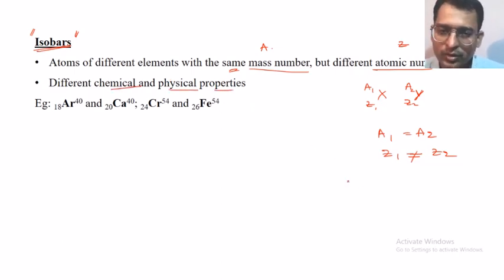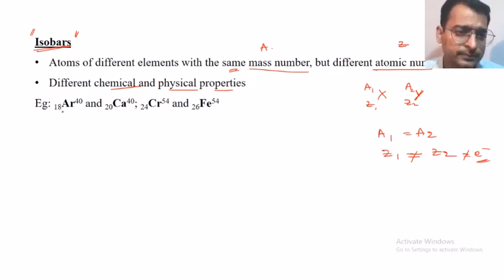Okay, they have different chemical properties because they have different atomic numbers, so they have different number of electrons. If number of electrons is different, then chemical reactivity, chemical reactions will be different, properties will be different. Example, argon 40, calcium 40. Okay, so mass number is the same, but atomic number is different. They are different elements. Okay, so then we say they are isobars.